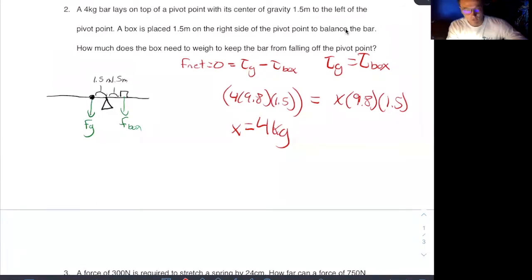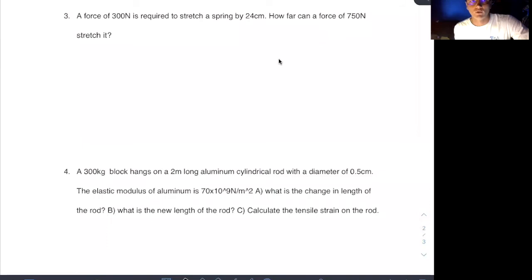All right, so number 3, my screen is frozen. Hold on. All right, cool.